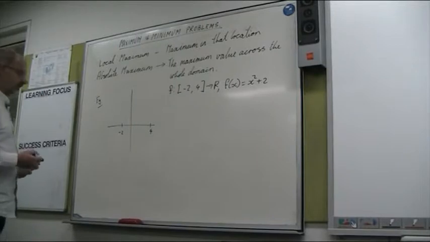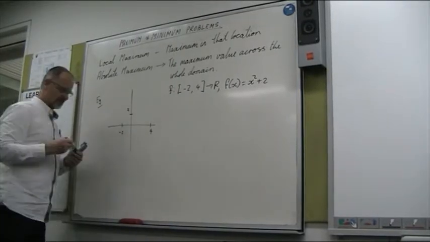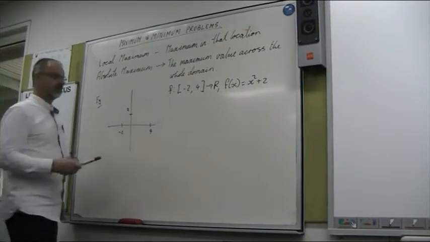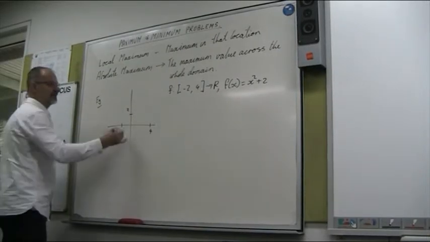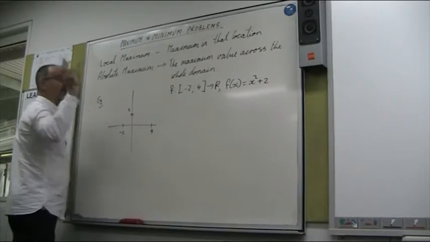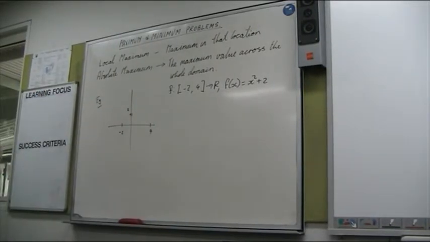we know it's what sort of graph? Parabola. What else about parabola? What's this 2 do to translate it? So it translates it up 2, yep, sorry. So the turning point is now here.